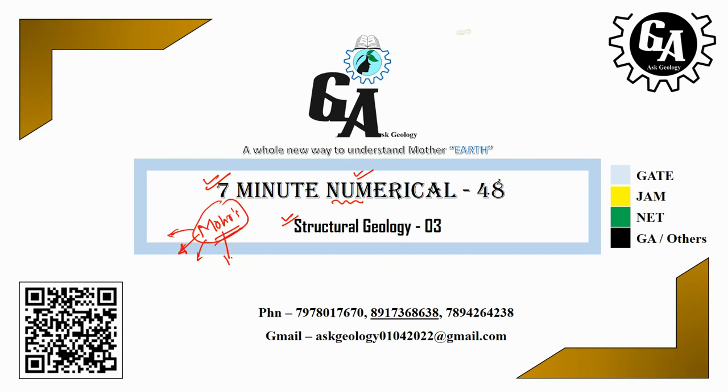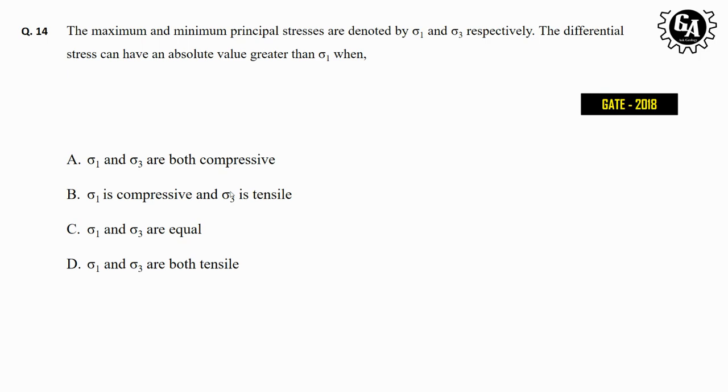And all of you know the stress ellipsoid and strain ellipsoid. For that we also use the Mohr circle, and it has very vast implications and is also important from the exam point of view. So this is question number 14 asked in GATE 2018. The maximum and minimum principal stresses are denoted by sigma 1 and sigma 3.